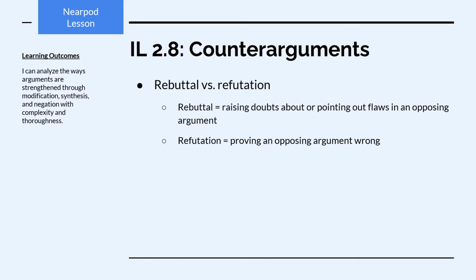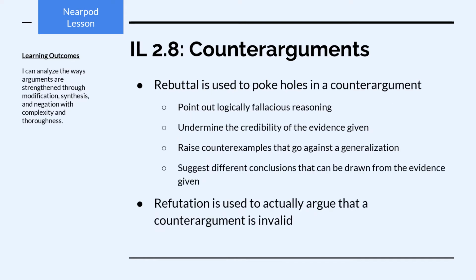Rebuttal is raising doubts about or pointing out flaws in an opposing argument, while refutation is actually proving an opposing argument wrong. Rebuttal, in other words, is used to poke holes in a counterargument by pointing out logically fallacious reasoning, by undermining the credibility of its evidence, by raising counterexamples that go against a generalization that argument makes, or by suggesting different conclusions that can be drawn from the evidence that's given.